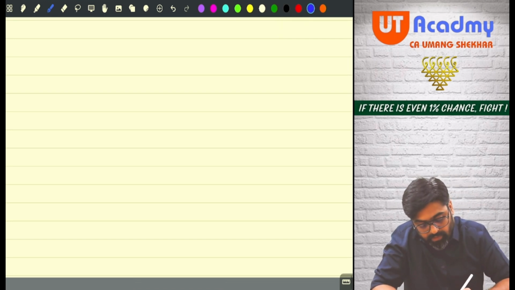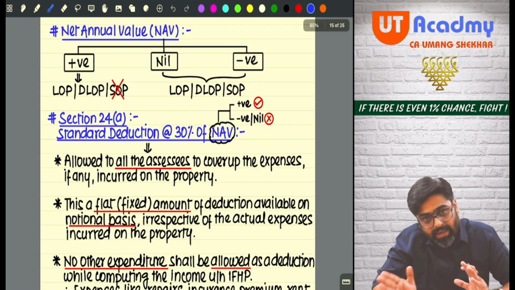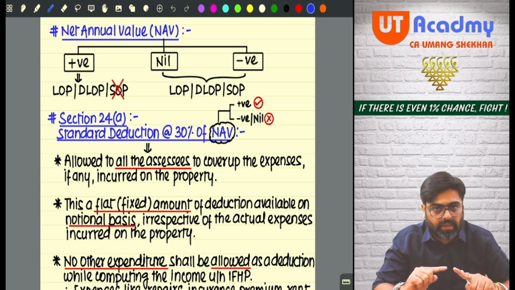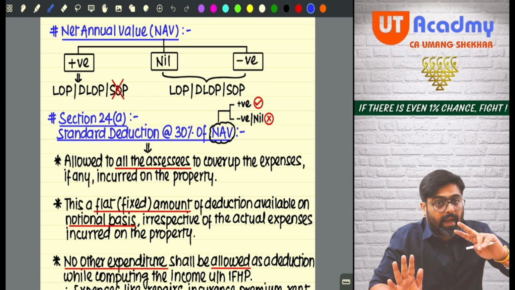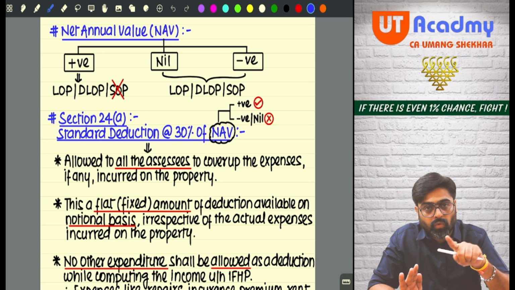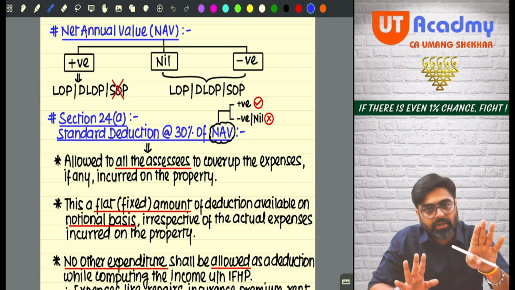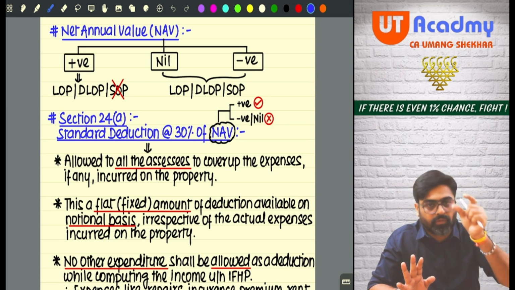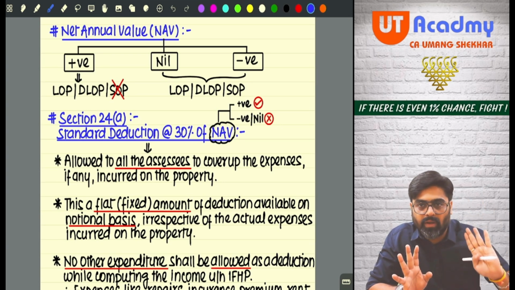Now they are saying that once you have calculated your NAV, from that NAV you are going to get two deductions. How many? Two deductions. Under section 24 clause A, you get the standard deduction, which is 30% of your NAV. And under section 24 clause B, you get the deduction for interest on housing loan. These two deductions you take, and the final amount will be your taxable income from that property, or loss of that property. If the deductions amount is more compared to NAV, the final amount will be a loss.